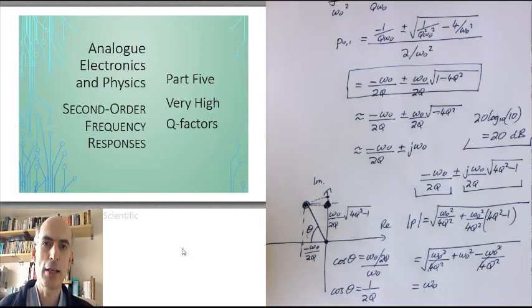There's one more special case that I want to talk about, and that's the case where q equals 1 over the square root of 2. And for why that's interesting, please see the next video.